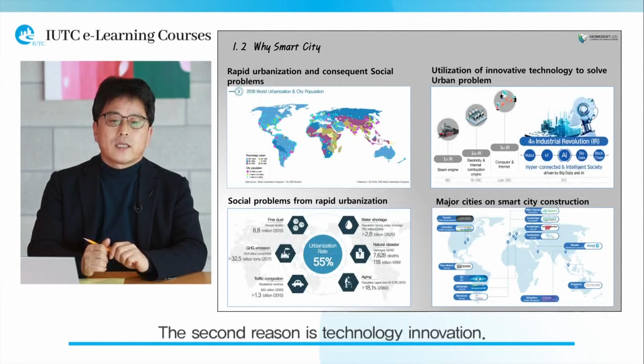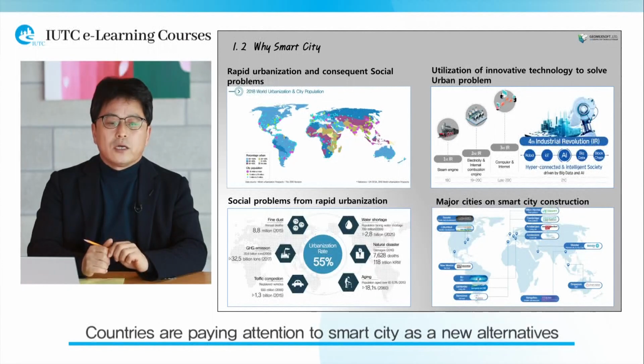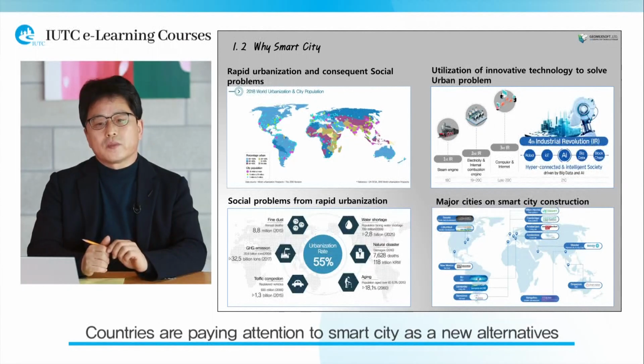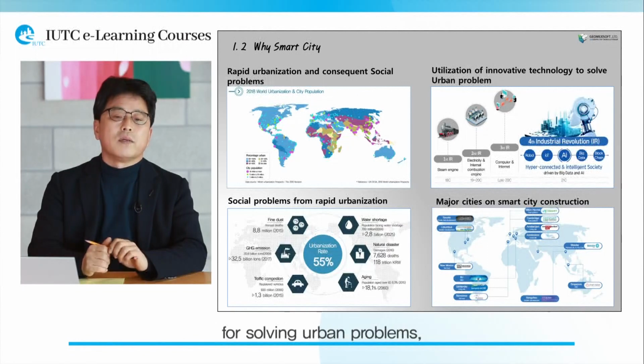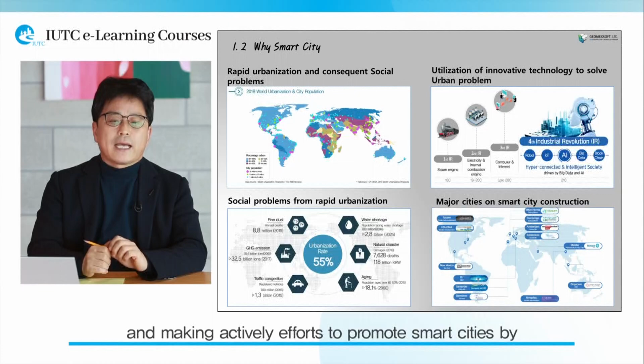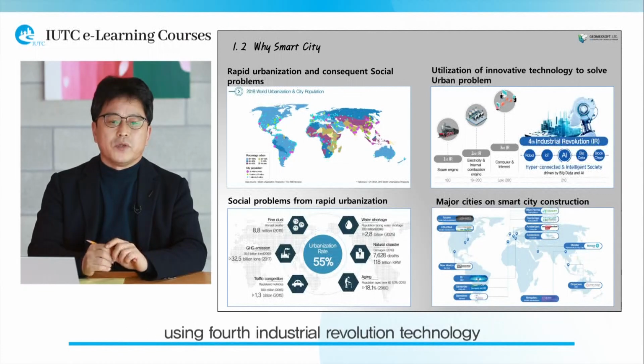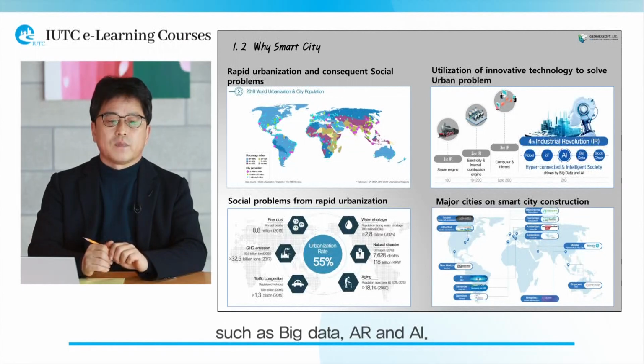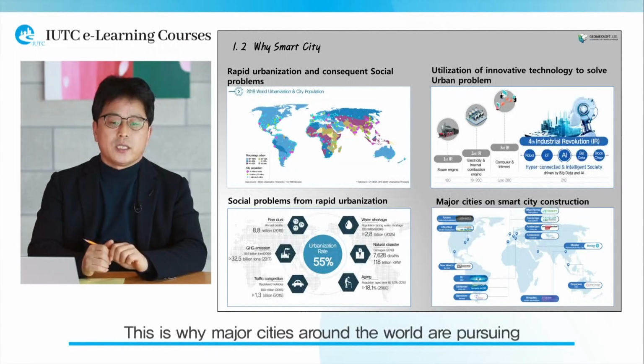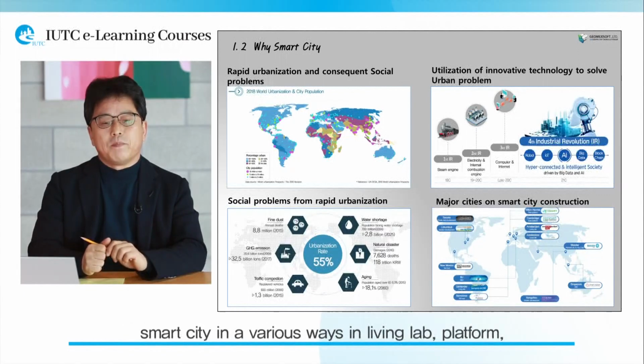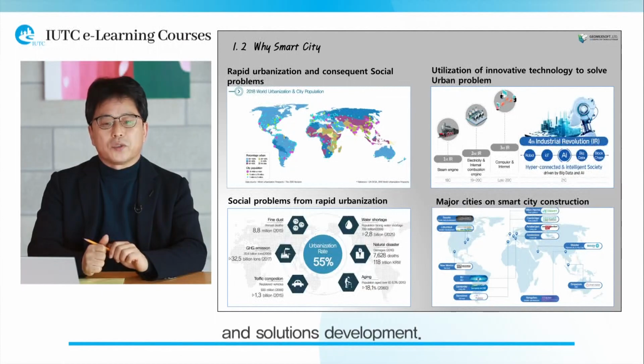The second reason is technology and innovation. Countries are paying attention to smart city as a new alternative for solving their urban problems, and are actively making efforts to promote smart cities using fourth industrial revolution technology such as big data, AR, and AI. This is why major cities around the world are pursuing smart cities in various ways, in living labs, platforms, and solution development.